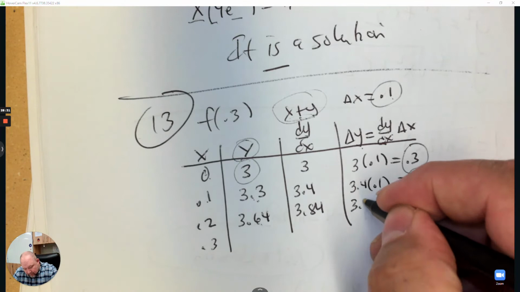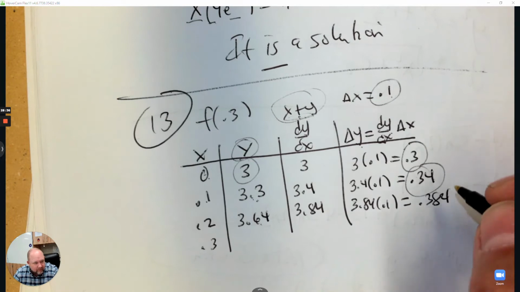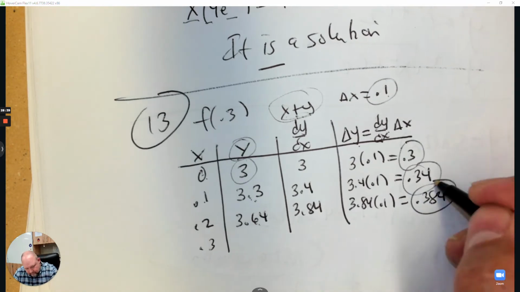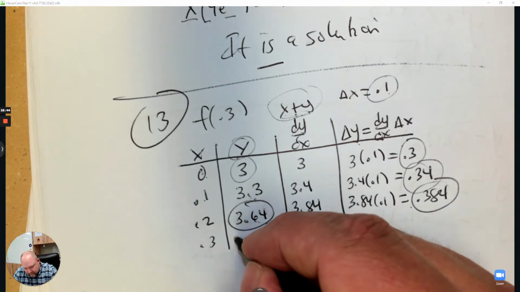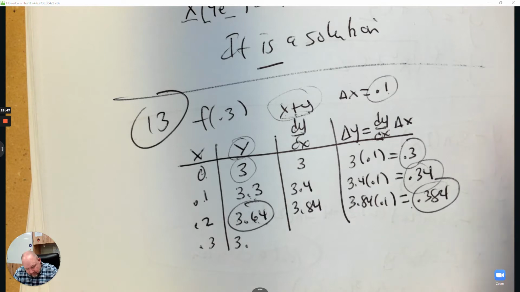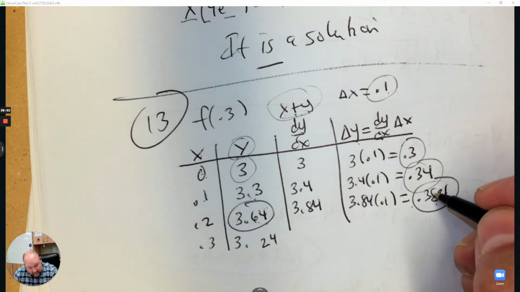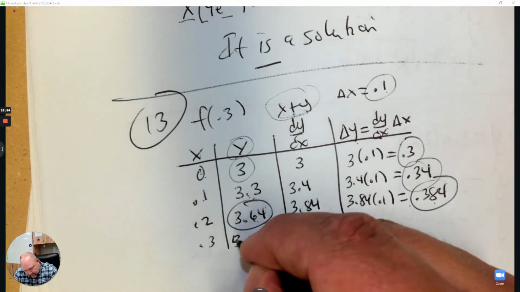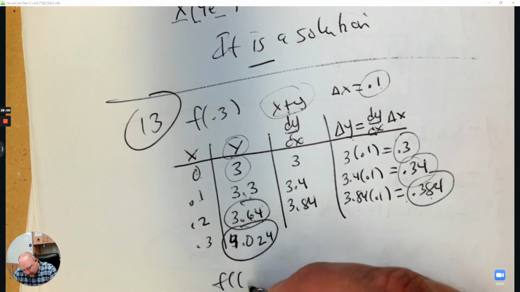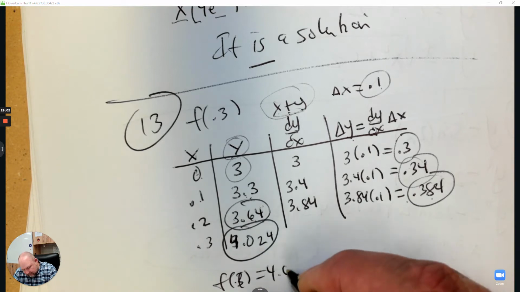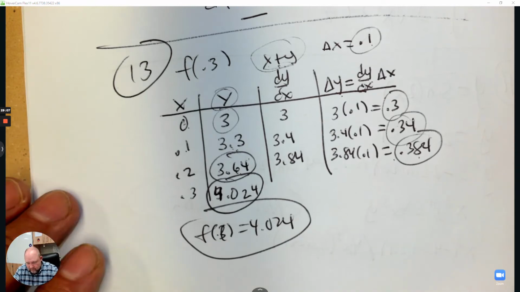One more time, 3.84 times 0.1. Move the decimal. 0.384. And you get your answer. So we're going to add these together. That's 3. So it's a 4. 8 plus 4 is 12, and 1 more. So that makes it 4. So it's 4.024, right? That's it. That's called Euler's method to find a value. And the answer is 4.024. It takes practice. It's good to organize with the chart.